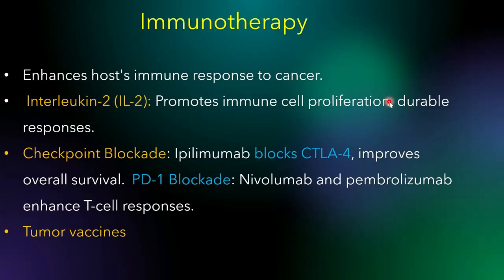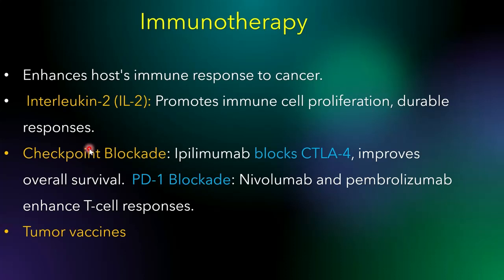Coming to another method, immunotherapy. What does immunotherapy do? It enhances the host's immune response to cancer. If the host identifies the melanoma cancer cells as foreign, it can destroy the melanoma. So the host immune response is used to treat melanoma in immunotherapy. One is interleukin 2. It promotes immune cell proliferation and produces durable response. When interleukin 2 is given, the total immunological system becomes activated. So it can help, but it has side effects also.